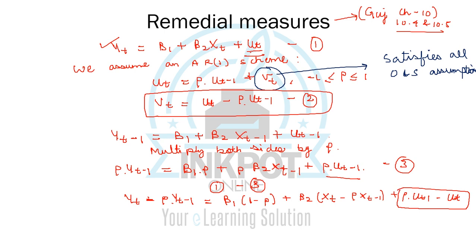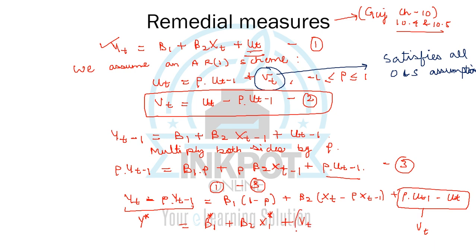as vt. Now all I can do is estimate this equation by OLS. Let me rewrite the expression yt minus rho times yt minus 1 as y star equal to b1 star plus b2 times x star, and this last error term is vt as it is.